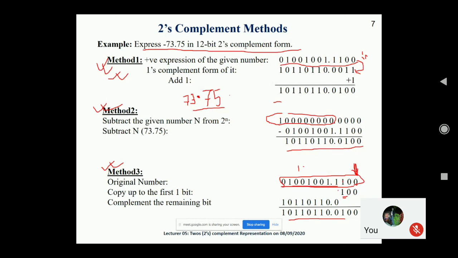So what we can see here: 1 complemented is 0, 0 complemented is 1, 0 complemented is 1, 1 complemented is 0, 0 complemented is 1, 0 complemented is 1, 1 complemented is 0, and 0 also is complemented. And the same thing we are repeating here also, and this is the final answer. This one is also the same, this one is also the same, and this one is also the same.